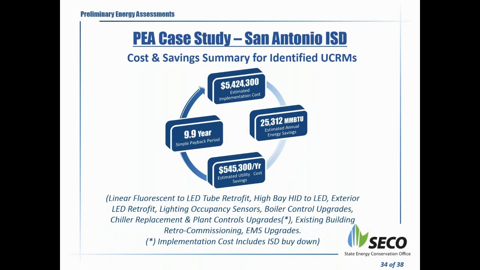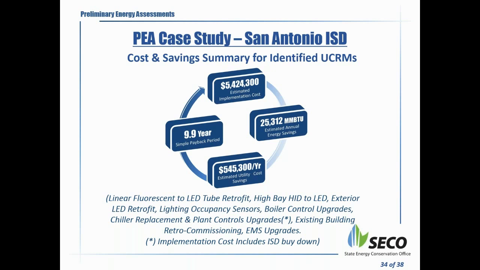Second example over here is a recent project done in San Antonio ISD: close to $5.4 million project identified, 9.9 year payback, close to $500,000 savings. The projects were in lighting, HVAC upgrades, mostly chiller upgrades, occupancy sensors, a couple of boiler upgrades, retro-commissioning, and so on and so forth.